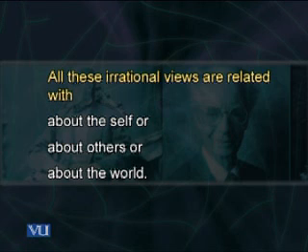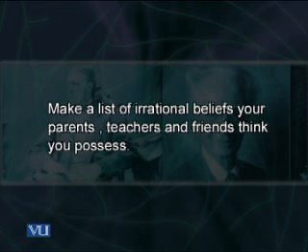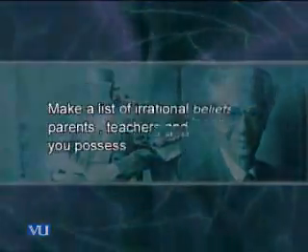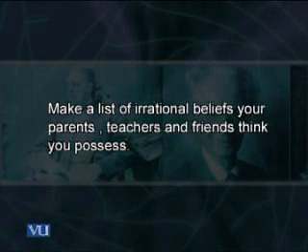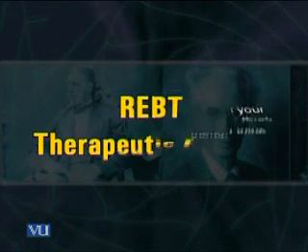Now here's an assignment for you. Make a list of all irrational beliefs that your parents, teachers and friends think you possess. So just sit down and make a list of the irrational beliefs that your parents think you have, that your teachers think you have, that your friends think you have, and that you yourself think you have. Sit down and write them down.